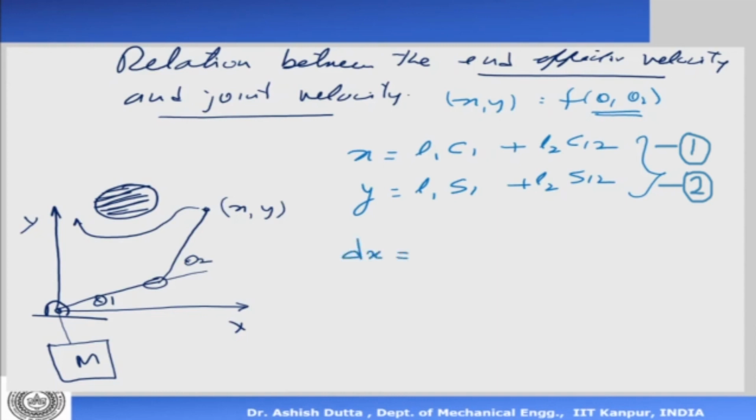So I'm differentiating equation 1 and then the second equation with respect to theta 1, then with respect to theta 2. So here I'm getting dx is equal to minus L1 sin theta 1 minus L2 sin of theta 1 plus theta 2, and here I'm writing it in matrix form, minus L2 sin of theta 1 plus theta 2.